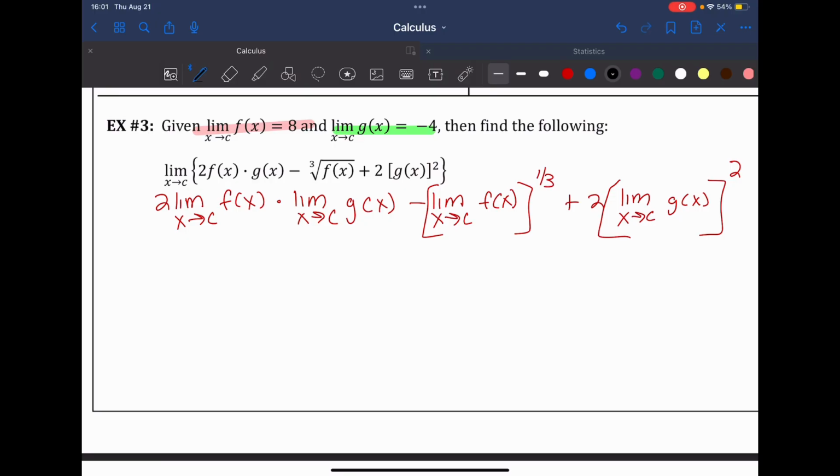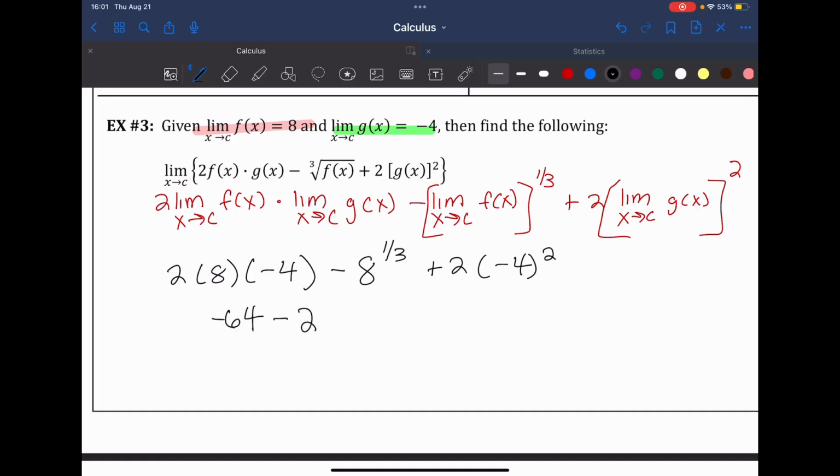Okay, so this gives me 2 times 8, times negative 4, so I'm plugging in for f of x and g of x, minus 8 raised to the 1/3 power plus 2 times negative 4 squared. So this is negative 64 minus 2, because the cube root of 8 is 2, plus 32, and this is equal to negative 34. So if you can do problems like example 3, you're on top of it, you know what you're doing. This included almost every single property you could think of. So if you know your properties and you can plug in and do your math, you're good to go.